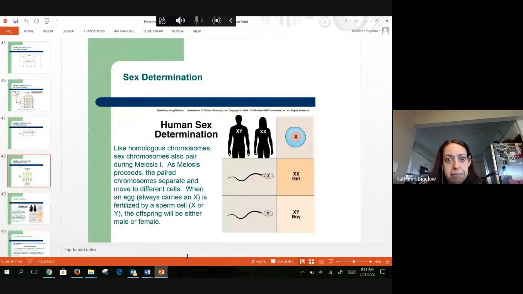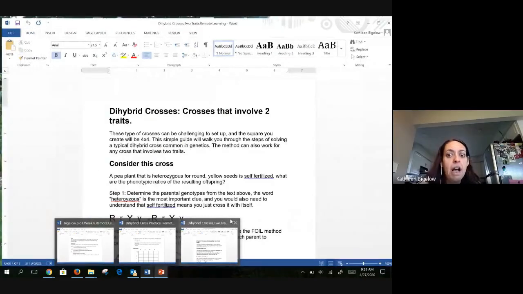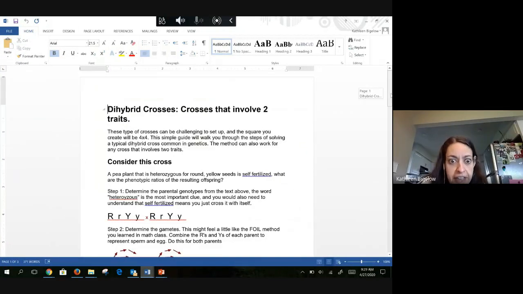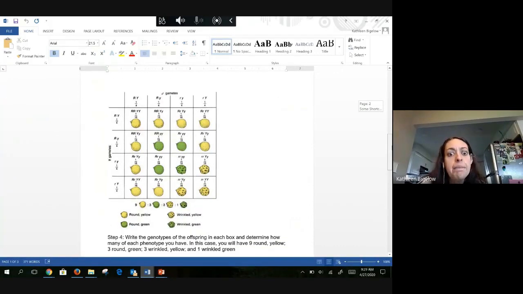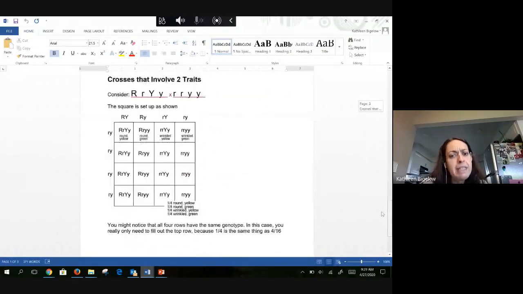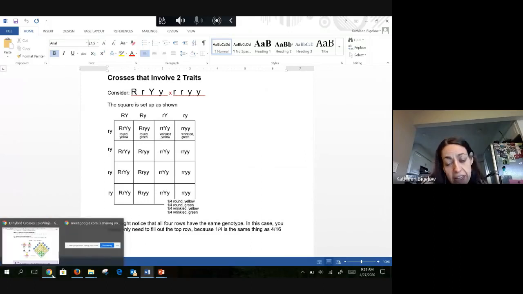What do you guys think? Not bad. Okay, good. I gave you guys a lot of good resources. The BioNinja is excellent. This is one of the things that I gave you to read. I think this outlines the FOIL method to find the gametes really nicely. That is the thing that a lot of people struggle with on assessments, tests, quizzes. You have to make your gametes first. Once you get your gametes set up, the rest is, I don't want to say easy, but not terrible.